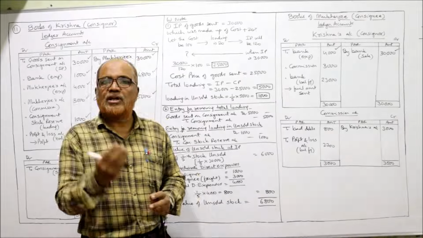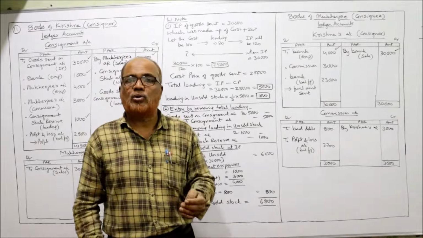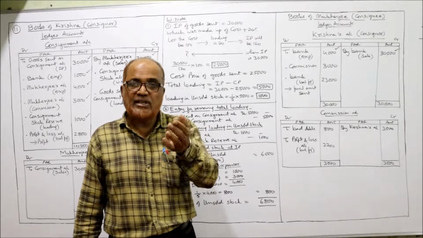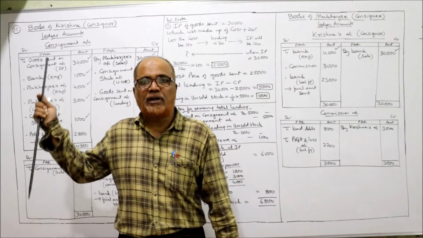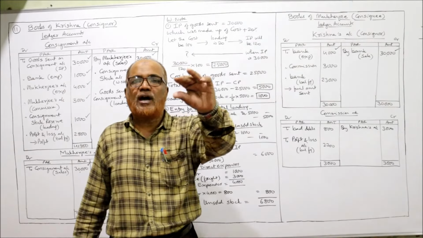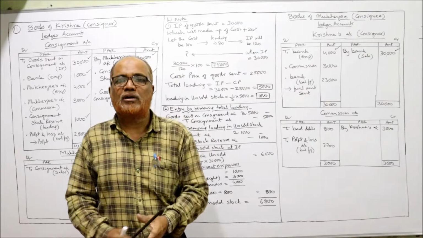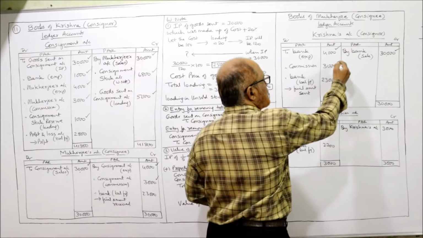Secondly, commission. 3,000 rupees is the commission. Commission is an income. Commission is a gain. So commission should be credited. Which account should be debited? Krishna. So Krishna account debit to commission. So Krishna debit side to commission 3,000.